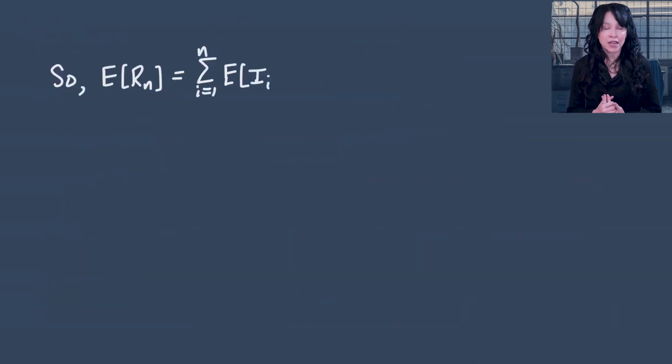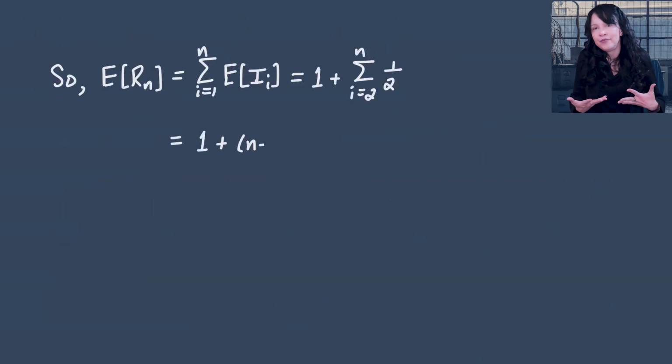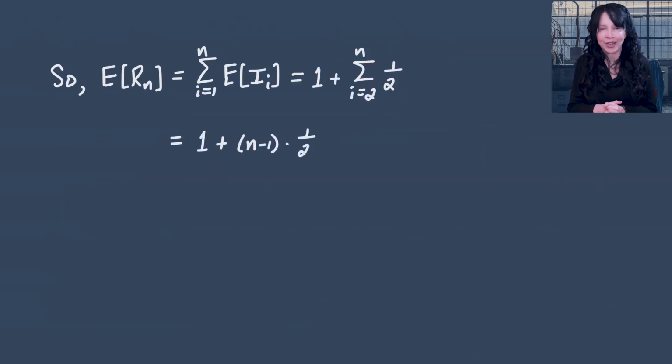The expected value of R sub n is the sum as i goes from 1 to n of the expected value of the indicators. The first indicator is always 1, so let's pop that off the end there. And then we have a sum as i goes from 2 to n of 1/2. This is n minus 1 different values. It's 1/2 plus 1/2 plus 1/2, n minus 1 times. So the sum is n minus 1 times 1/2. And when you add this all up, you get (n plus 1) over 2.